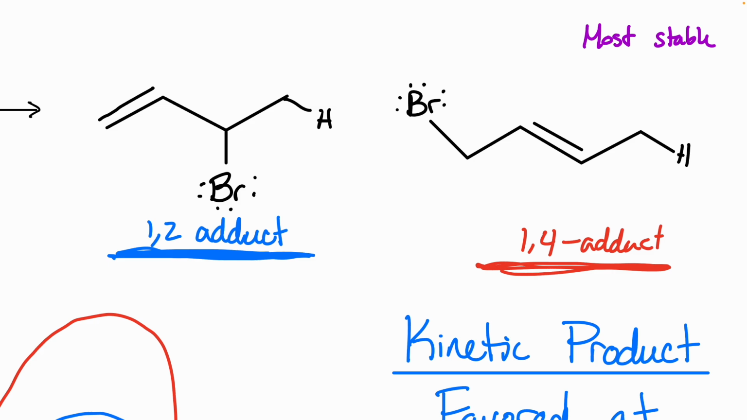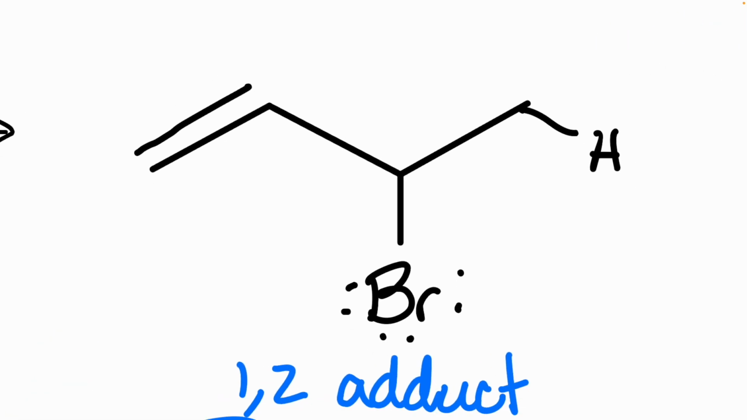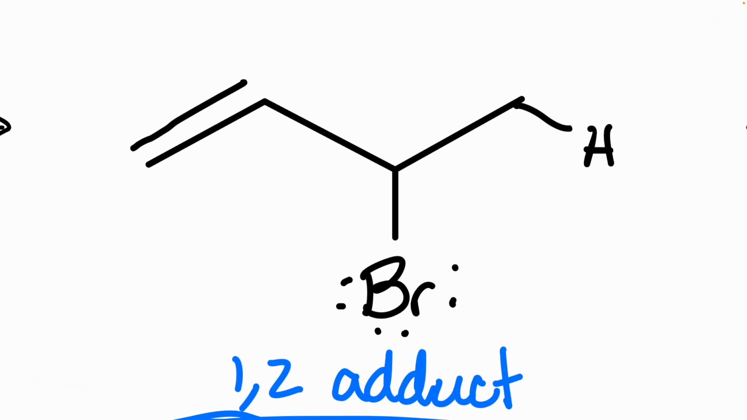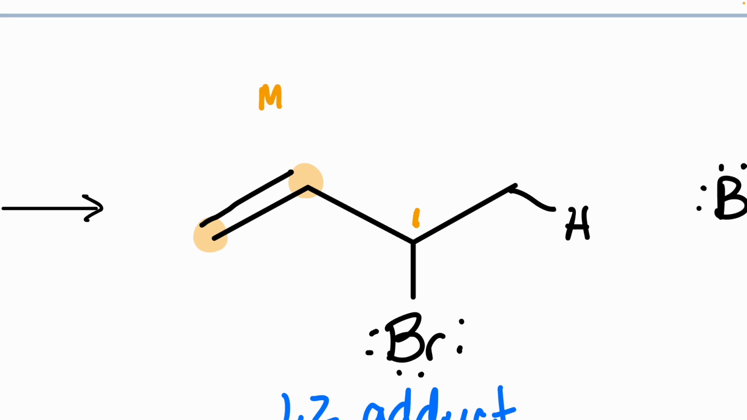Substitution. All right, so let's look. In our 1,2 adduct, what would we call this? Mono-substituted, di-substituted, tri-substituted? This one right here. Remember, we're going to look at our two sp2 hybridized carbons. We're going to count how many carbon neighbors they have. In this case, there's just the one. So this would be a mono-substituted alkene.